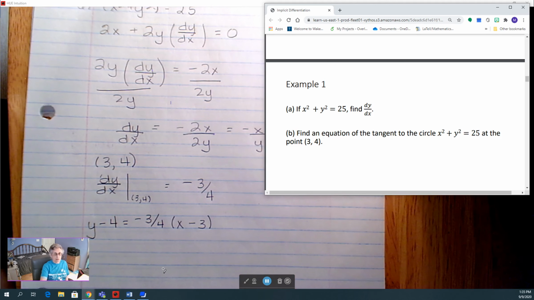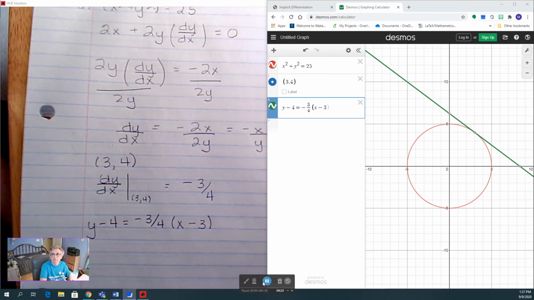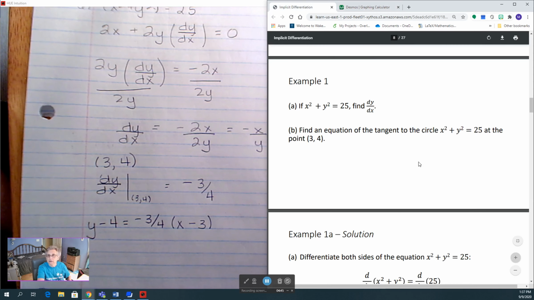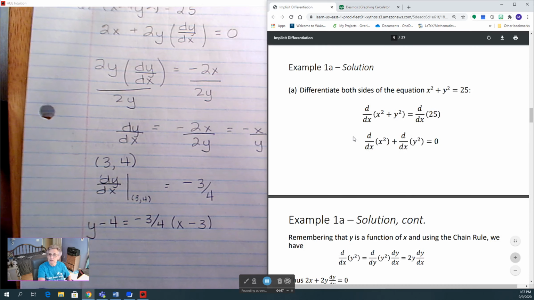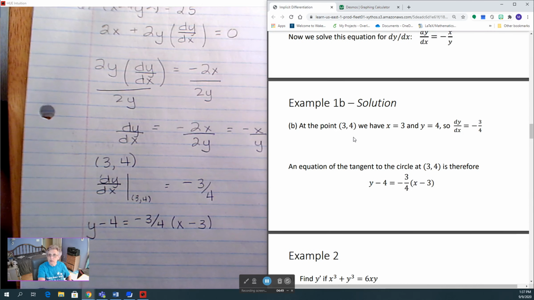I'm going to pull up Desmos and graph this thing. So I entered the equation of the circle centered at the origin with radius of 5. I plotted the little point, 3, 4. And then I entered our equation for our tangent line that we came up with, and it's perfect. Awesome. Let's look back at our pretty solution. So you can always go through that.